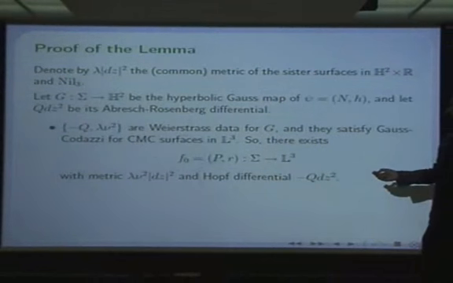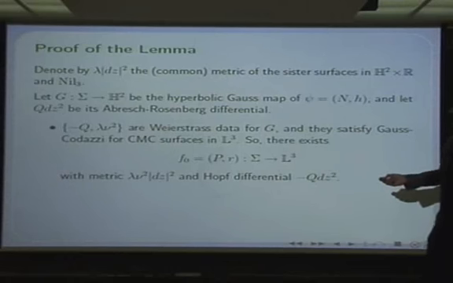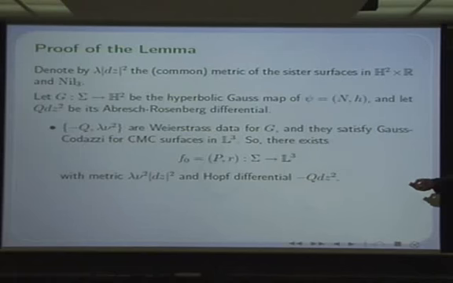And moreover, one can prove that these two data, minus Q and lambda nu square, satisfy the Gauss-Codazzi equations for CMC surfaces in L3. Okay, this is a computation coming from the harmonicity of the Gauss map. So you can prove that there exists a surface in L3 which has mean curvature equal to 1/2, whose metric is lambda nu square, and whose Hopf differential is minus Q.